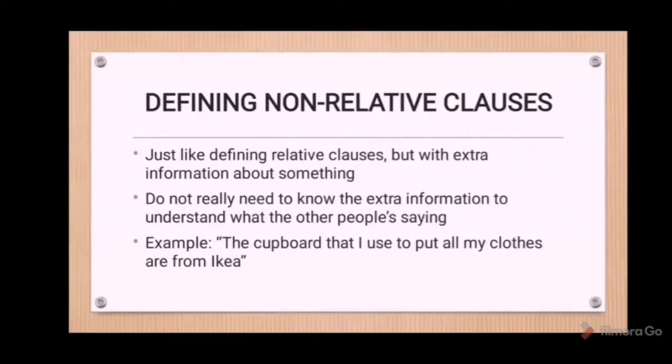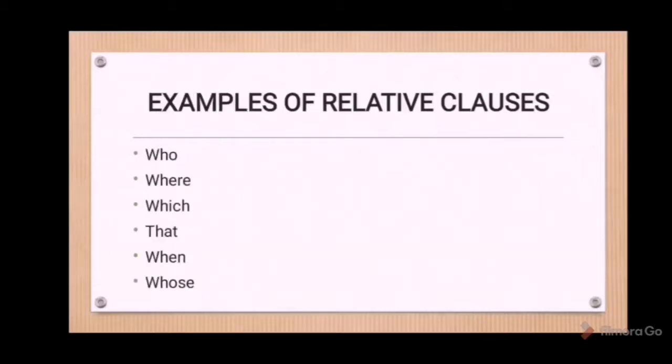A non-defining relative clause is just like a defining relative clause but gives extra information about something. You do not really need the extra information to understand what the other person is saying. Example, the cupboard that I use to put all my clothes in is from IKEA. Next, examples of relative pronouns are who, where, which, that, when, whose.